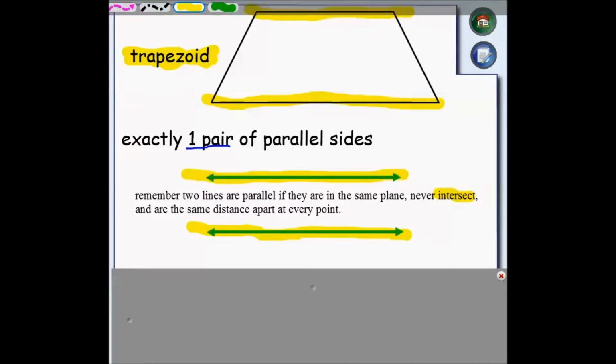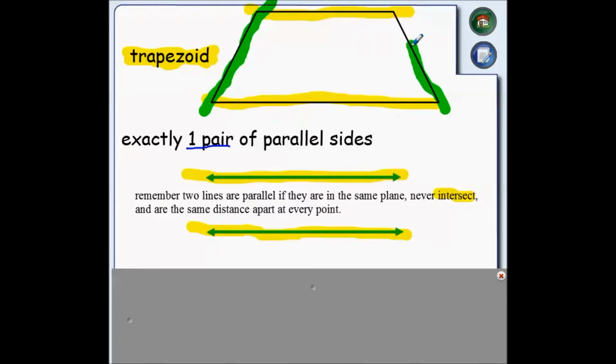Now, if you try to visualize, if you take and extend this side on forever, and keep going up, up, up, and if you were to extend this one forever, and you go up, up, up, eventually you can tell if they were to be extended, they would cross somewhere way up here. And so they would intersect. So then the yellow ones are parallel, and the green lines are not parallel, which gives us exactly one pair of parallel sides. So this is an example of a trapezoid.